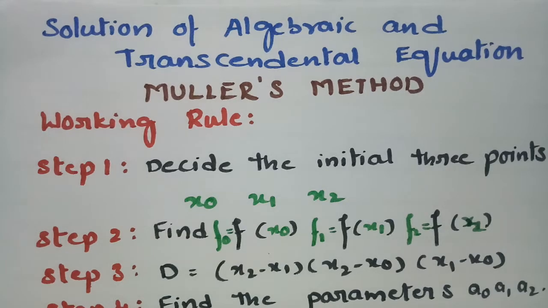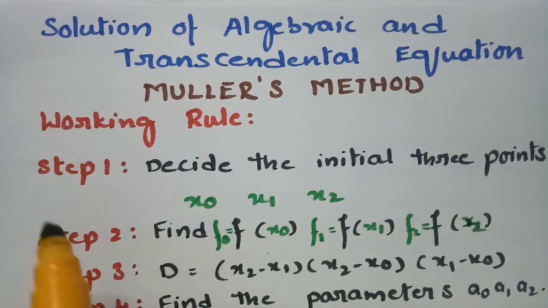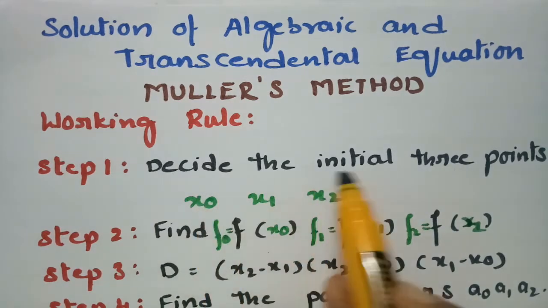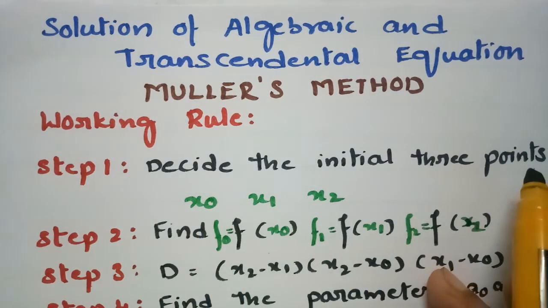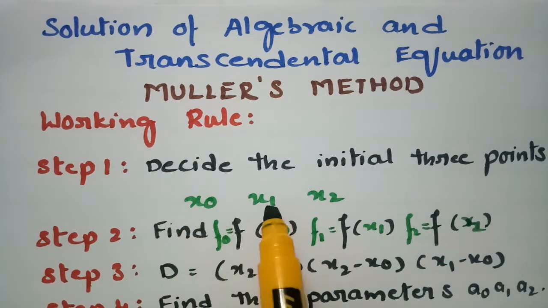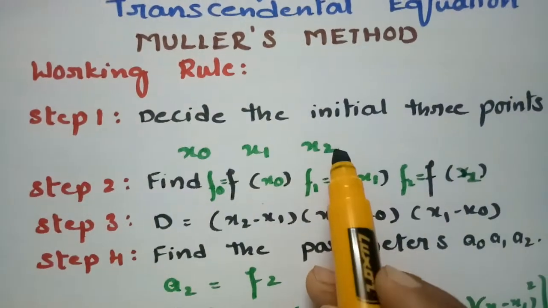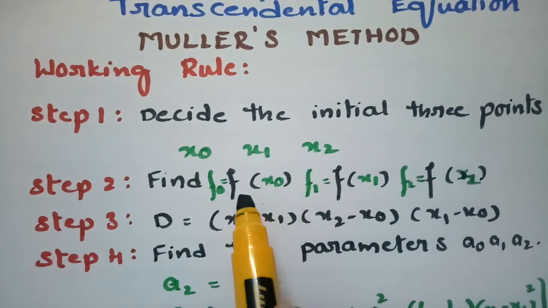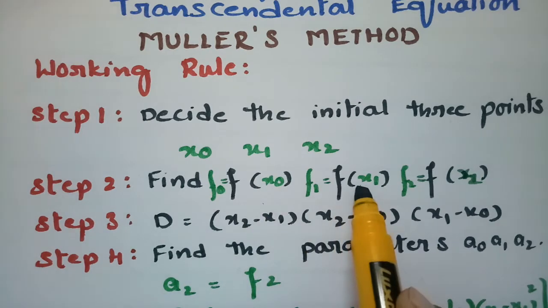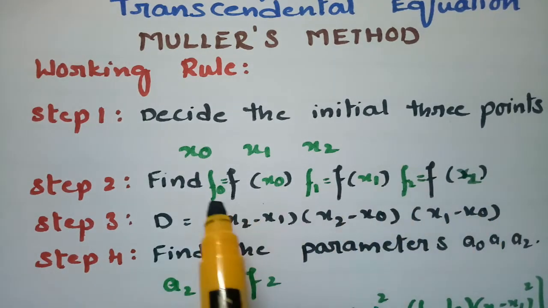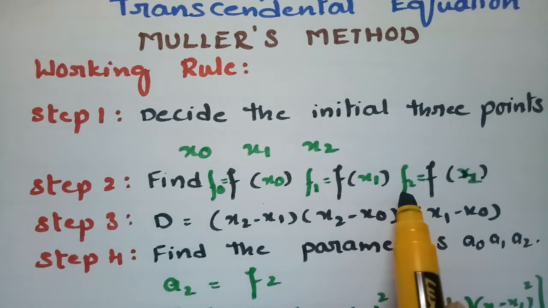In today's video, we are going to discuss Muller's method. This topic is from solutions of algebraic and transcendental equations. So here is the working rule. Step 1 is to decide the initial 3 points. First of all, we have to take the 3 points as x0, x1 and x2. Later we have to substitute them in the function: f of x0, f of x1, f of x2. Please name them as f0, f1 and f2.